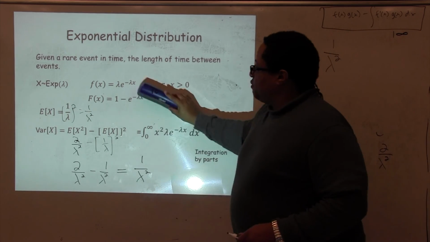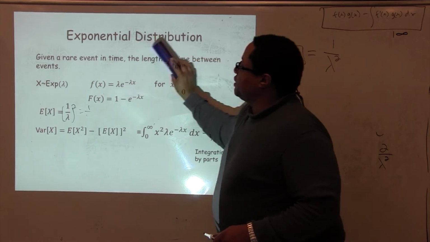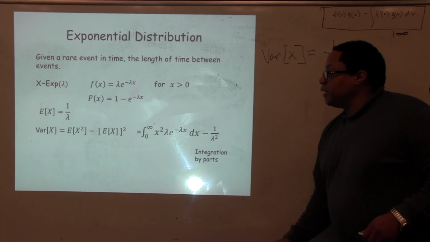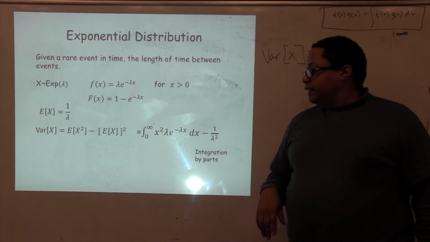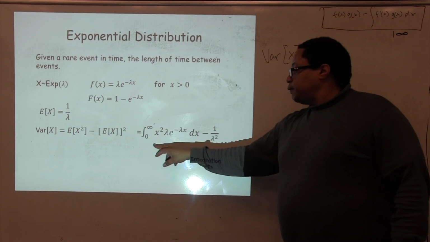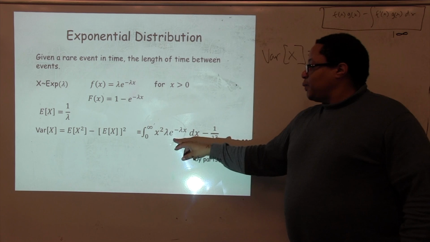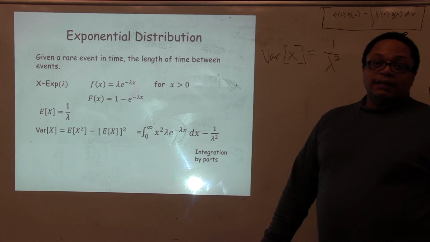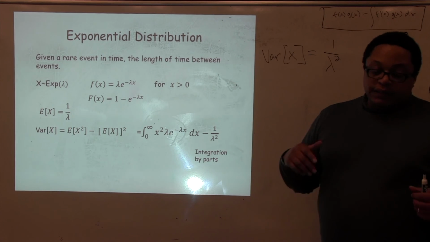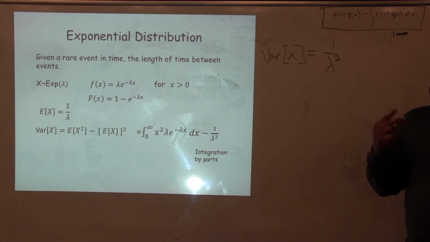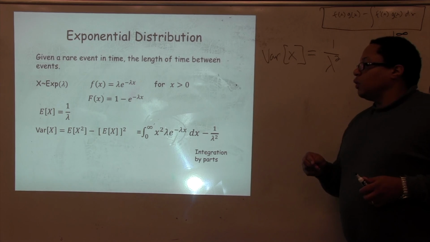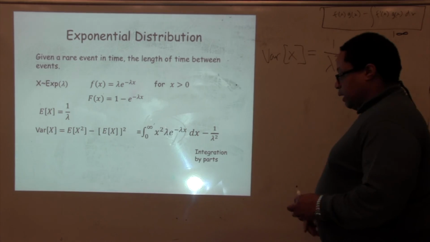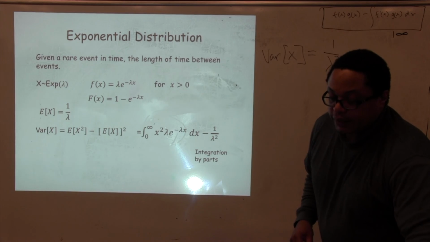So we simplified that by using the variance equation, and from the variance equation, we substitute in what we got before for the expectation, and then we set out to solve this first part, which was E of X squared. We substituted in, so we got x squared lambda e to the minus lambda x dx, and we did integration by parts 2 times and got a result which we then substituted back into the variance equation, and there's our answer.